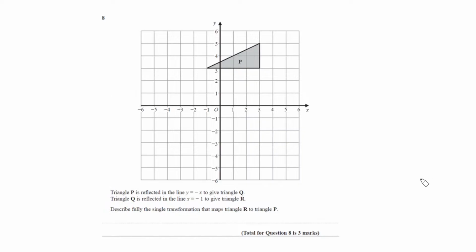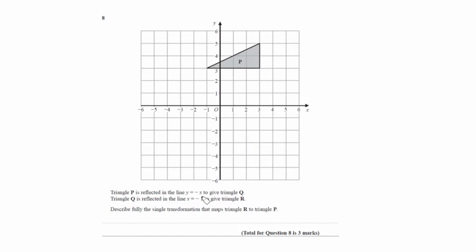There we go. Right, so in this particular case, we've got a few more marks because they're asking us to work out a few different transformations and then describe what has happened. So for this one, I'm going to draw out what's happened here. We've got triangle P is reflected in the line y equals minus x to give triangle Q. And then once we've drawn triangle Q, I'm going to see where triangle Q would be reflected in the line x equals minus 1 to give triangle R.